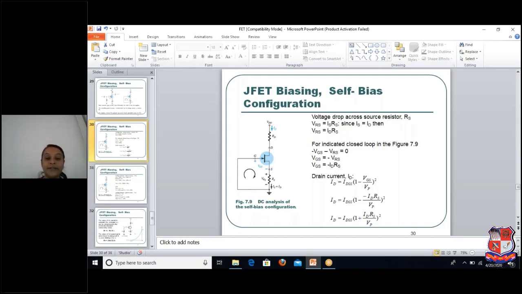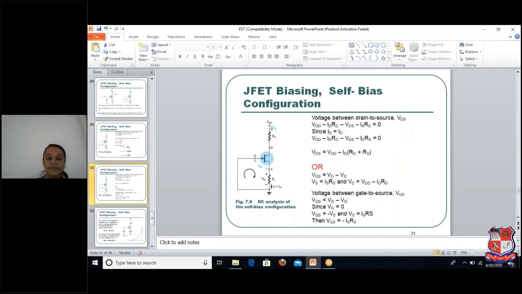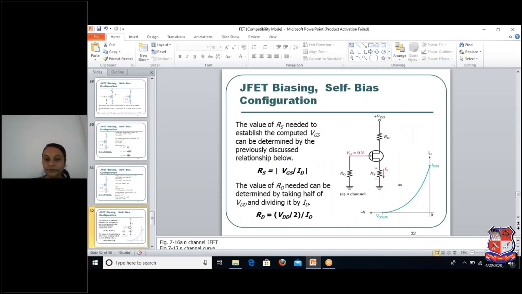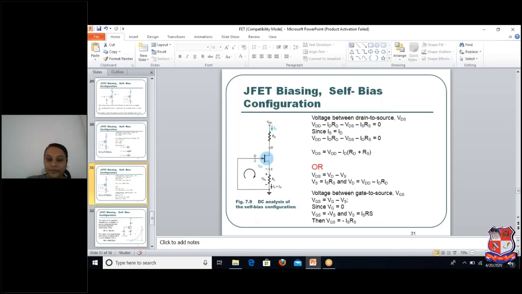Here is your resistance, which current? Drain current. Okay, you can also say the RS current, but what happened? IS equal to your ID current. Okay, so put the value and find the self biasing equation. You can also find this equation and also find the value of VDS.